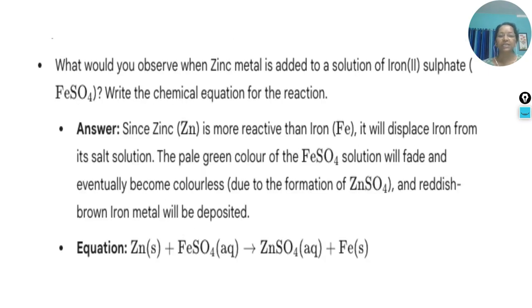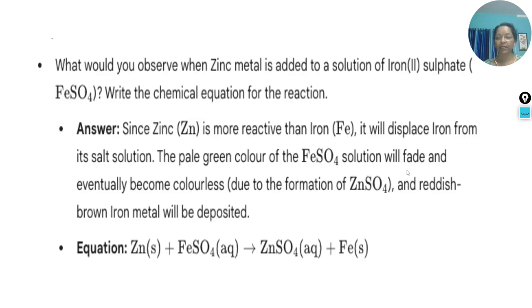What would you observe when zinc metal is added to a solution of iron sulfate? We discussed this before. Write the chemical equation for that. Here you have to be very careful about the word observe, so the color change should be mentioned very clearly. Zinc is more reactive than iron, so it displaces. The pale green color of ferrous sulfate will fade and eventually become colorless.